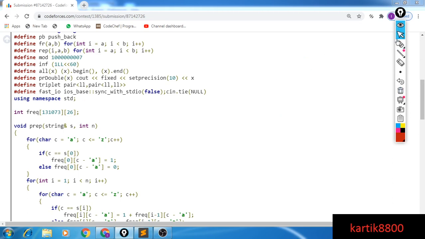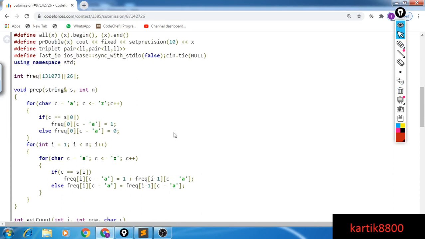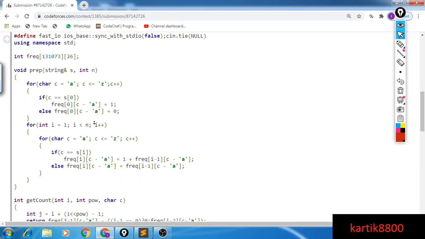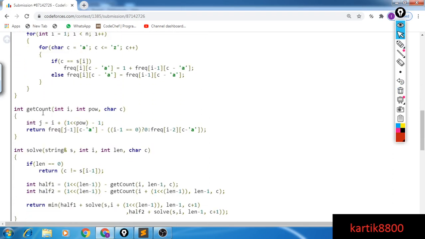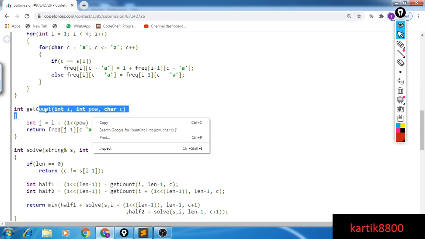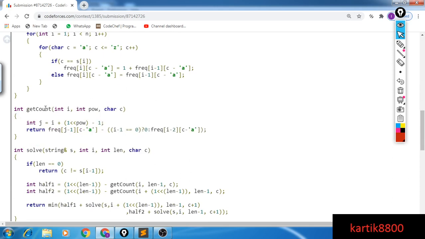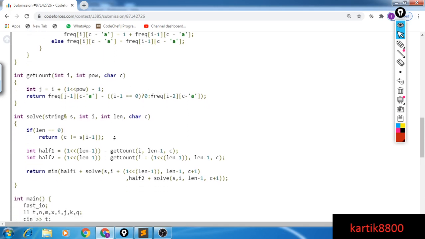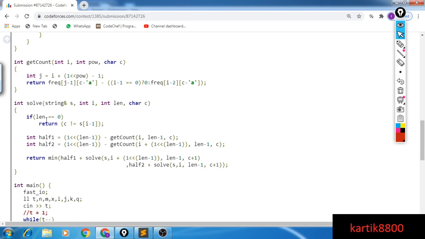This pre-processing is pretty simple. If you have any doubt, you can ask me in comments. This is the pre-processing that I'll initially do. Then this get count simply returns the number of A's in the substring that starts at i and has the length 2 power POW, and how many C's are in this region. Next is the solve function, which is quite easy.